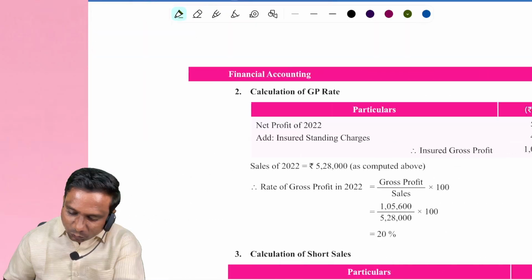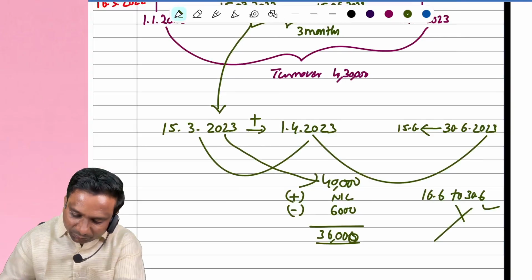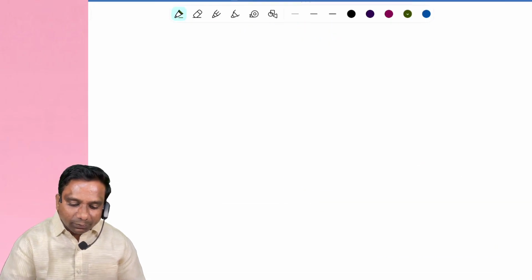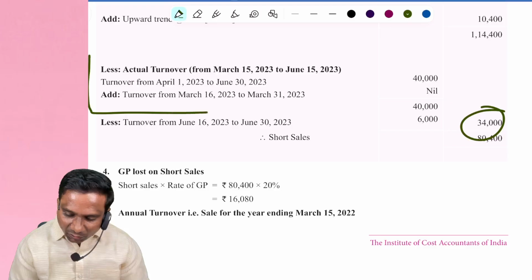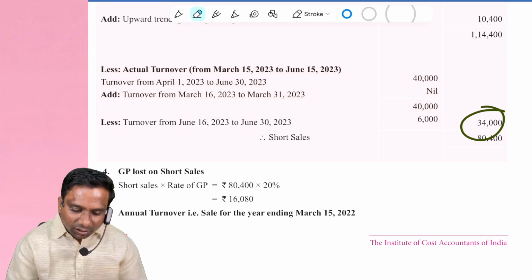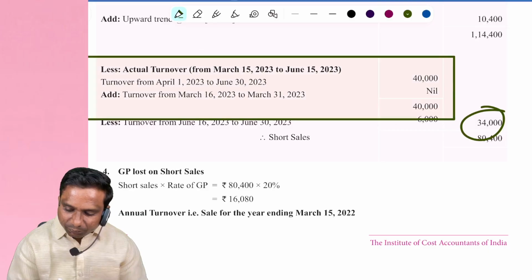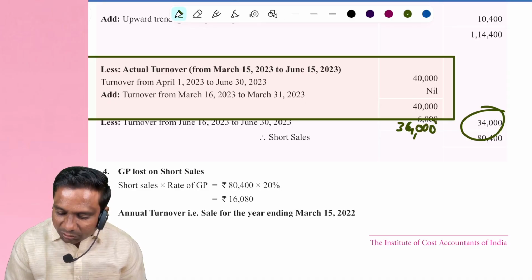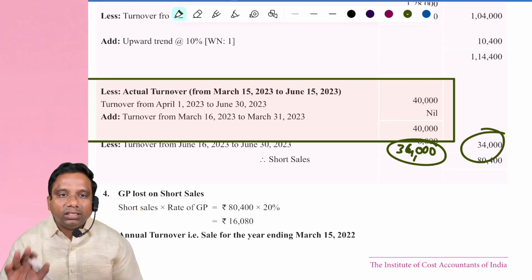Look at how they have calculated. How much? 34,000, sorry. 34,000 they have calculated. Please observe this calculation. How much are we getting? 34,000. This is our working note 1. You can write it down as working note 1, 34,000.